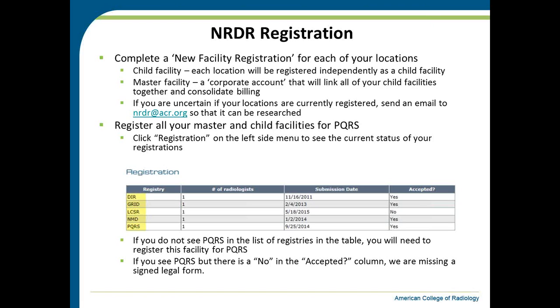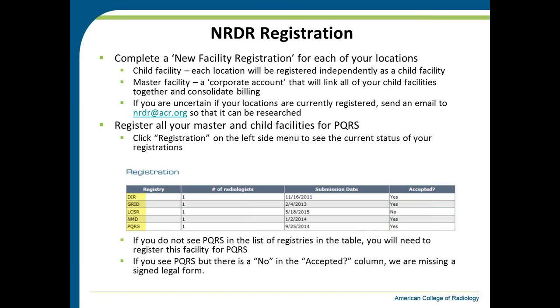So if you're not sure, you'll just log on. You'll click registration on the left-hand side, and then you can check the status of your registrations. When you click on that, you'll see a table. And if you don't see PQRS, that means your site has not registered yet for PQRS. And if you have not registered yet, you can, from that page, hit continue and check off PQRS and register.